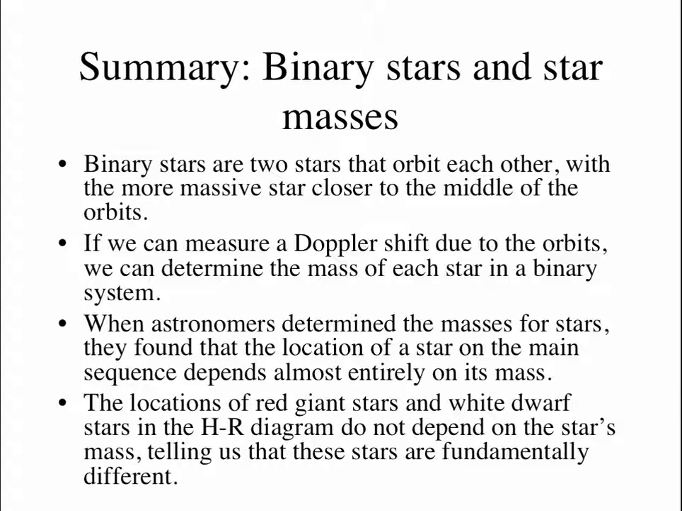So astronomers did this for many binary systems, and they found that where an individual star is located on the main sequence in a Hertzsprung-Russell diagram, that location depends almost entirely on the mass of the star. So we say that the mass of a star is the primary determinant of where a star ends up on the Hertzsprung-Russell diagram. However, for red giant stars and white dwarf stars, their locations in the Hertzsprung-Russell diagram do not depend on that star's mass. So that tells us these stars are fundamentally different from the main sequence stars. And next week we'll explore what that difference is.